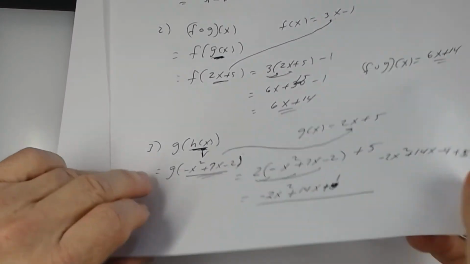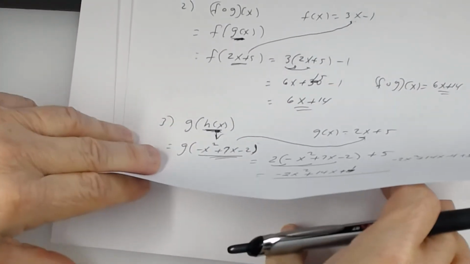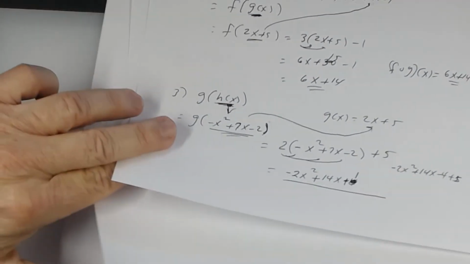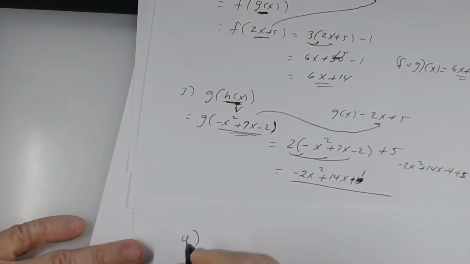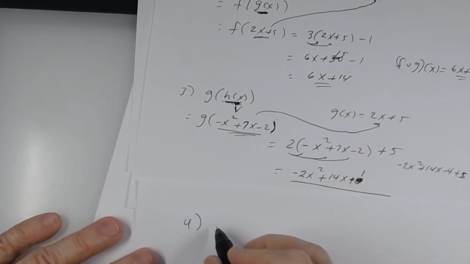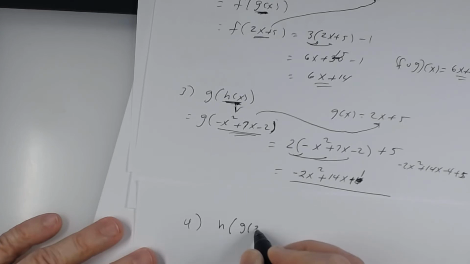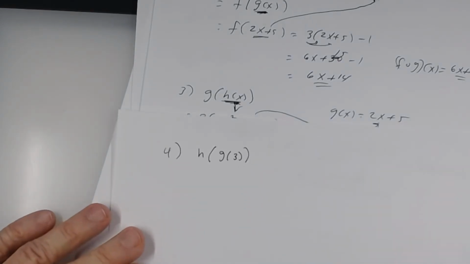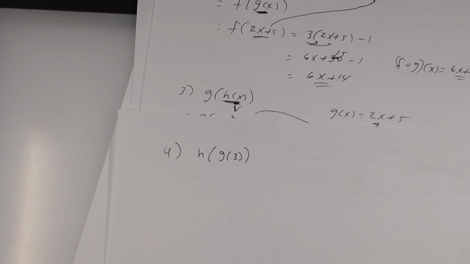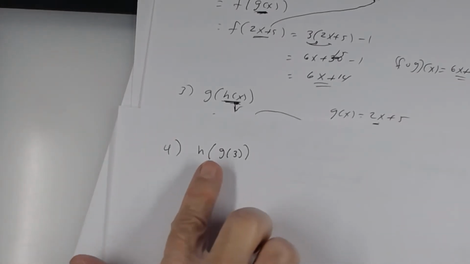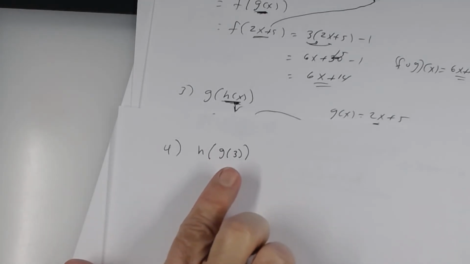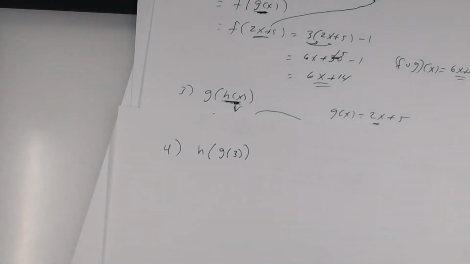All right, number 4. Suppose you had this number 4. Suppose number 4, you want to find h of g of 3. H of g of 3. Now the work you need to be able to do for today's test. Okay? So for example, what is it that I've got to look at first here? G of 3. So I got to find g of 3, right?